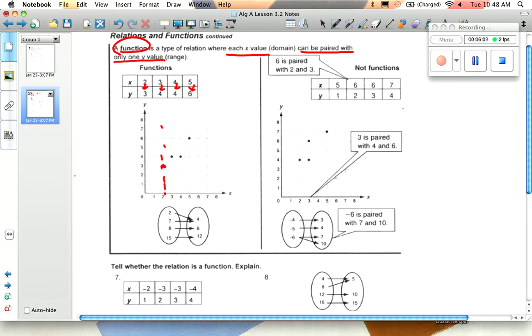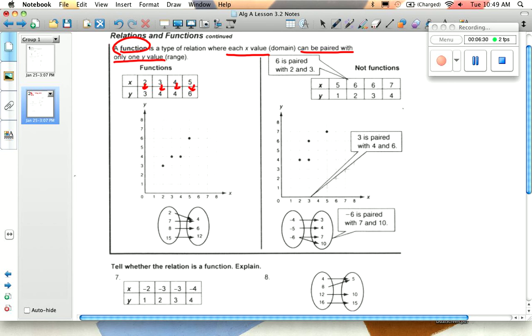But if there was another point up here, let's just make another point up here. What if there was another point up there? Now we would say when x is equal to 2, we have y equal to 3 and y equal to 6. That's a problem, isn't it? When x equals 2, it would have 2 different y values, 3 and 6. So let me erase all of that and show you.